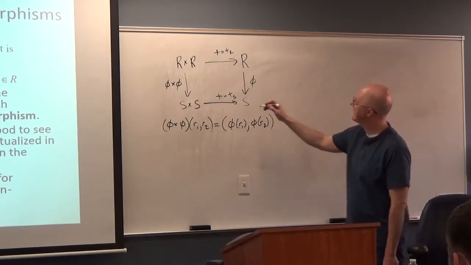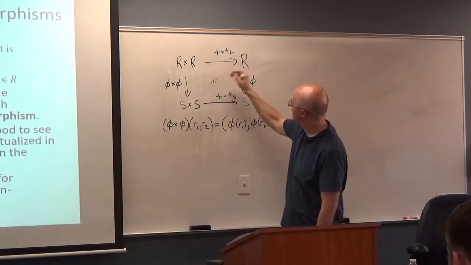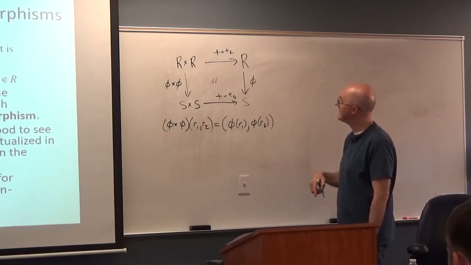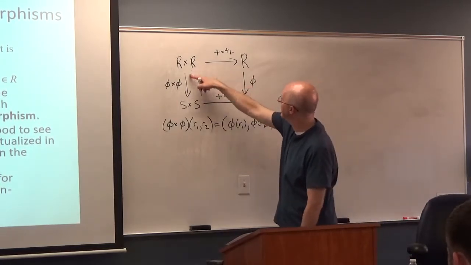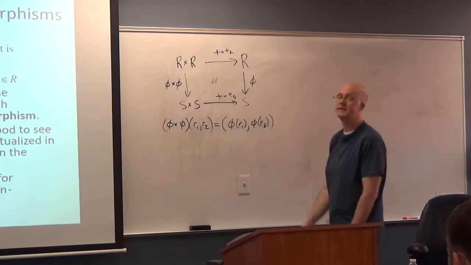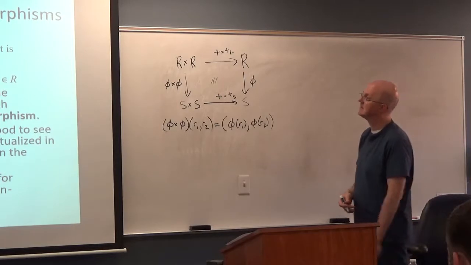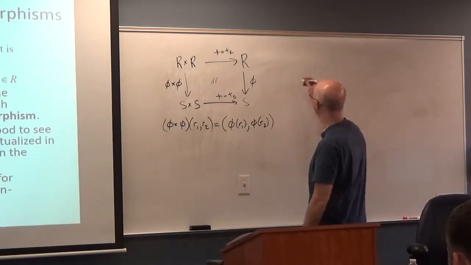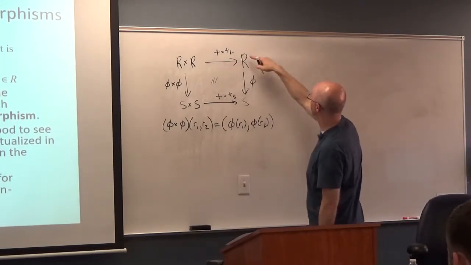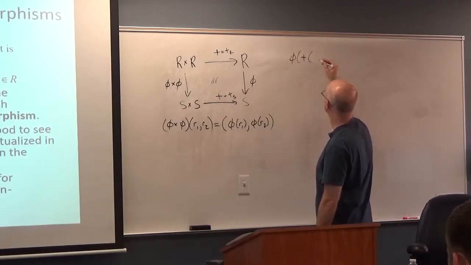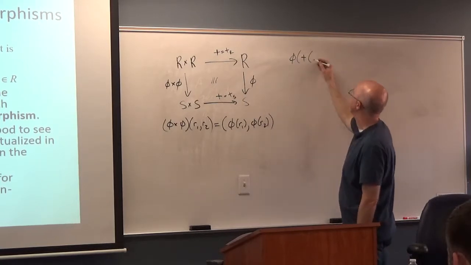I claim this diagram commutes, which means people sometimes put these little lines in there to emphasize it commutes. And what does that mean? It means you can start over here and get down to here in either direction and you get the same thing. And that is the essence of operation preserving with respect to addition in this context. Why? Well, let's do it across the top first and then across the right. Remember, with function composition, you work from right to left.